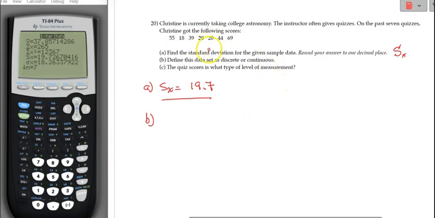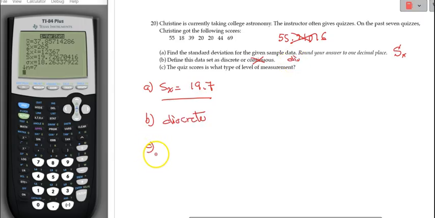Now B, they want you to define whether your data is discrete or continuous. Since these are quiz scores, you definitely cannot have 55.21016, for example. So you cannot have really precise values. Either 55, or 55 and a half, probably, I can imagine, but not so many digits. If it were continuous, you should be able to have these digits. Since this is not possible, it is not continuous, it will be discrete.